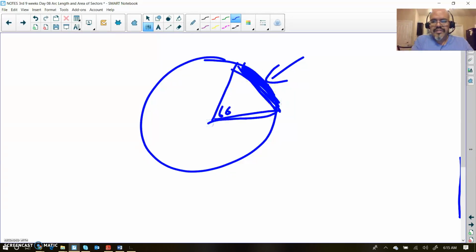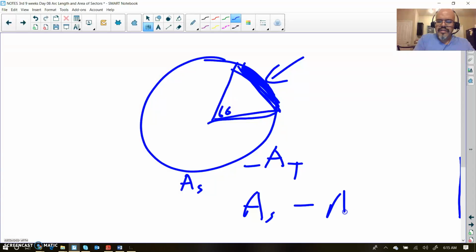And it looks like a piece of crust. That's what it looks like to me. But think of it this way. If you can find the area of the triangle, you can subtract that from the area of the sector. So area of the sector minus the area of the triangle. And so that's going to have a few ramifications.